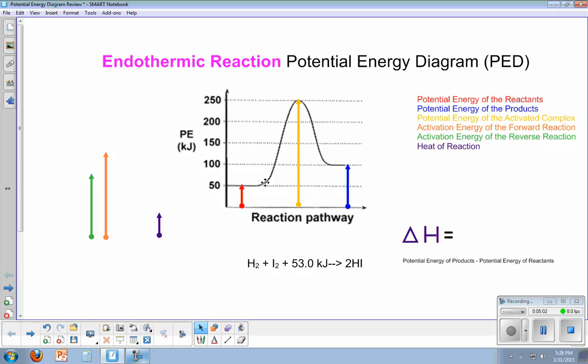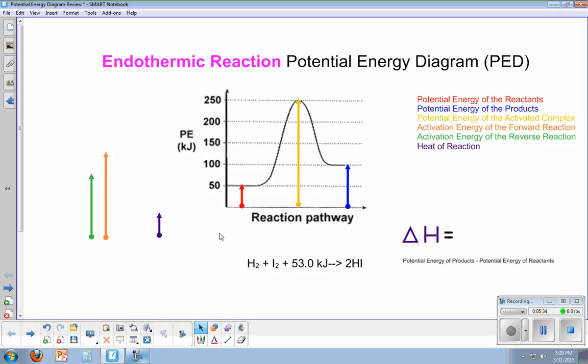So we said, in order for this reaction to occur, I need 250 kilojoules. That's where the top of my peak is. But I already am starting at 50. So activation energy is how much energy needs to be absorbed in order for a reaction to occur. Well, you may think I would say 250. But remember, I'm already starting at 50, so I really only need to absorb 200 for my reaction to occur.